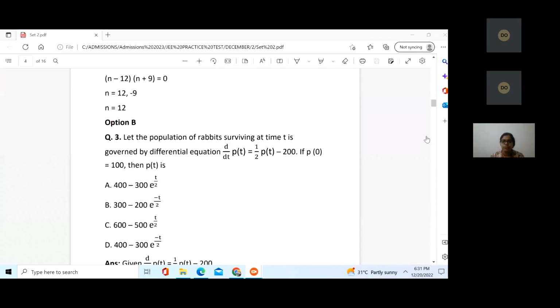I'm waiting for you students to complete this question. Think about, when I have this given in the question, how am I going to solve it?